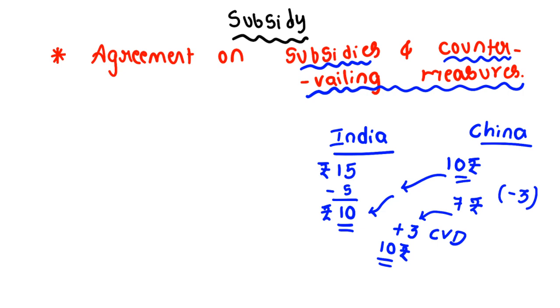So on both these things, one agreement happened internationally. This agreement is done in the name of the World Trade Organization. In the World Trade Organization, this agreement is called ASCM, Agreement on Subsidies and Countervailing Measures. Clear?